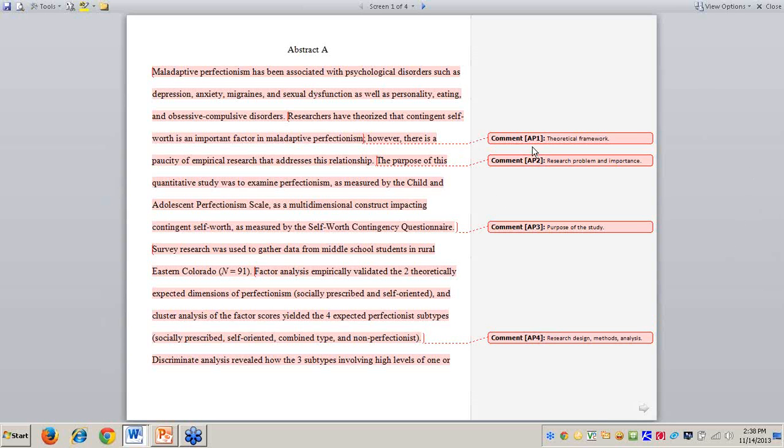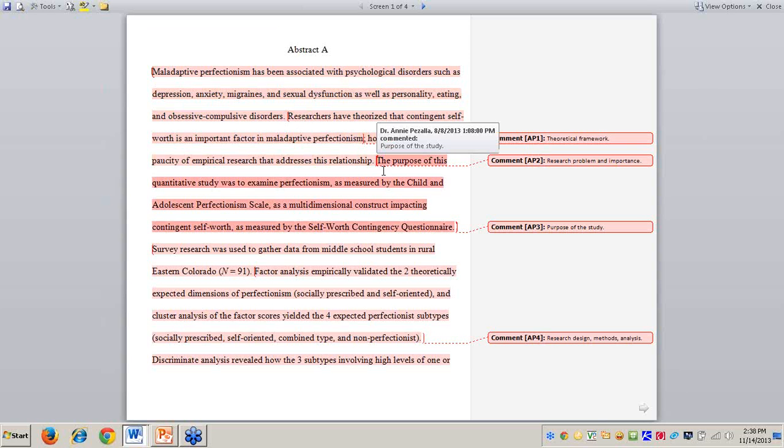Okay, so here we have, I'll broaden this a little bit if I can. Okay, starting out the abstract A, maladaptive perfectionism has been associated with psychological disorders. It illustrates some of those disorders, personality, eating, obsessive compulsive disorders. Okay, so that's sort of building this case for why we should care about maladaptive perfectionism.